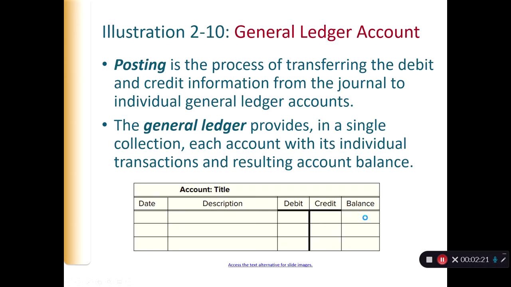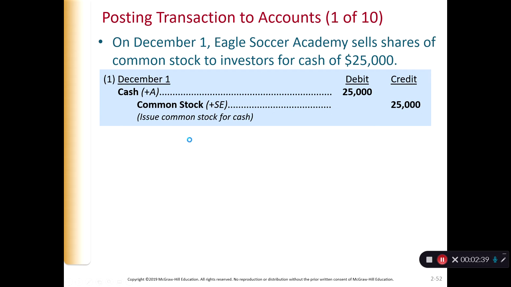Okay, so let's look at this. This is an example of a general ledger. It has the date, a description of what happened to that specific account on what day, the debit or credit impact, and how the balance changes. Let's use the same example of issuing $25,000 of stock. Cash increases because you get $25,000 from the investors. Cash is an asset account, and when it increases, we debit. Common stock is an owner's equity account, hence we credit it.